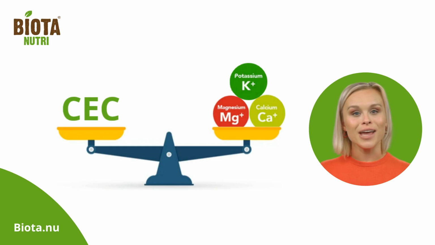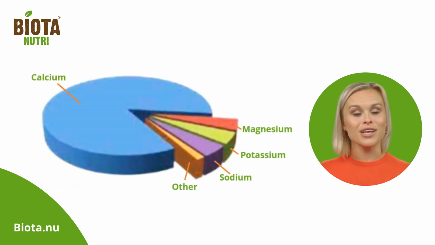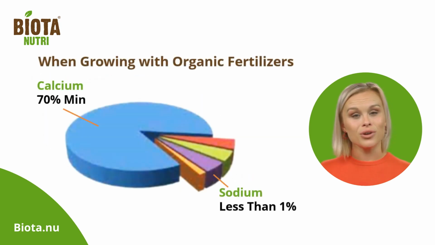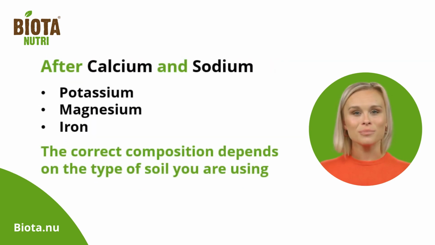Some ideas of how to manage CEC are based on balancing the ratios of calcium, magnesium, and potassium. However, for plant nutrition, the more critical factor is whether the net amount of potassium, calcium, or magnesium in the soil is adequate for plant growth. When growing with organic fertilizers, we're mainly concerned about the amount of calcium and sodium in the complex. We like to see a minimum of 70% calcium and have the sodium level at less than 1%. Next are the levels of potassium, magnesium, and iron, and the correct composition depends on the type of soil you are using.